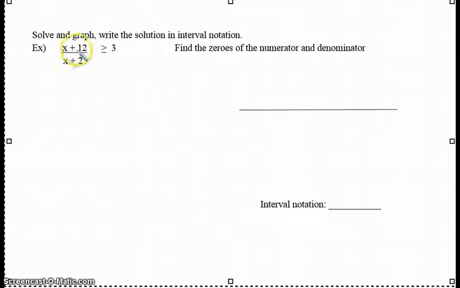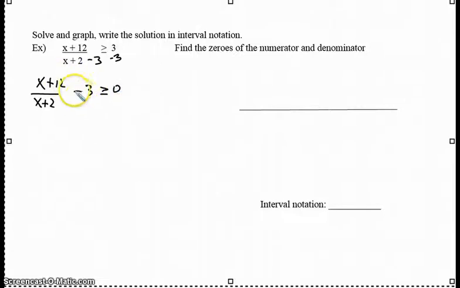Now this next example again is another rational expression. It's not greater than or equal to 0. This time it's greater than or equal to 3, so I need to move the 3 over before I can find the zeros of the numerator and the denominator. So it'd be x plus 12 over x plus 2 minus 3 is greater than or equal to 0.